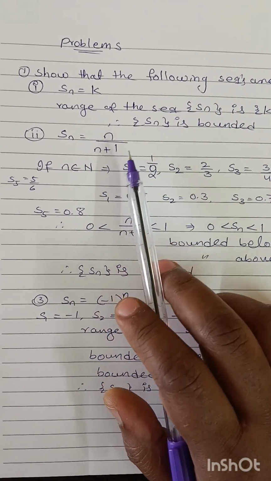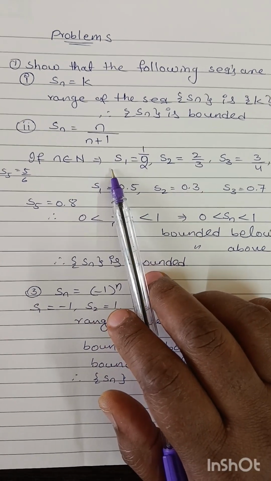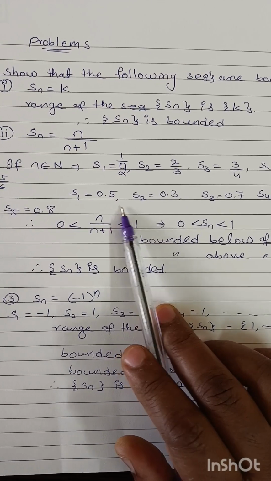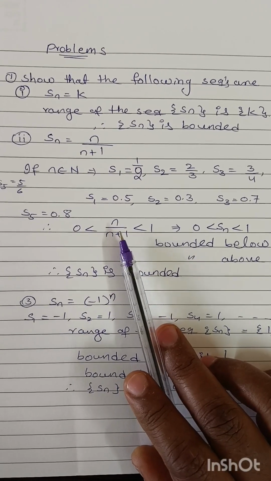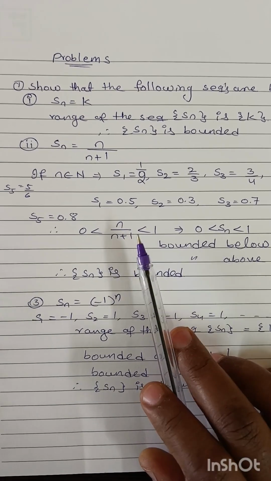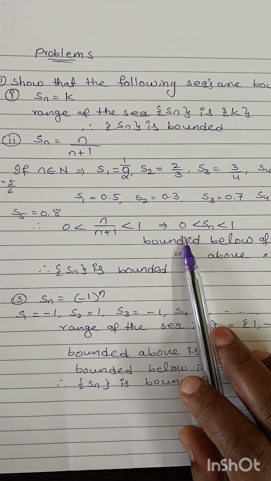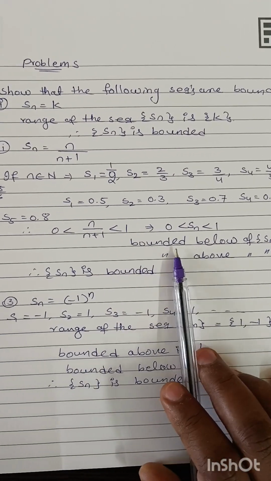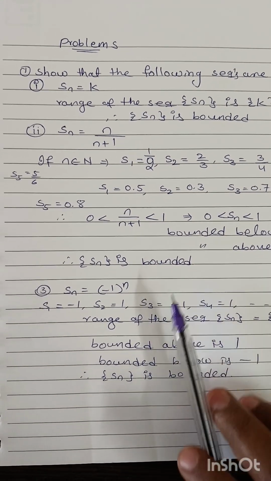Next, Sn equal to n by n plus 1. If n belongs to capital N, substitute natural numbers. So S1 is 1 by 2, S2 is 2 by 3, S3 is 3 by 4 and so on. So the values are 0.5, 0.67, 0.75, 0.8 and so on. So the values lie between 0 and 1. So the value is 0 less than Sn less than 1. So bounded below is 0 and bounded above is 1. Then there exist a lower bound and an upper bound of the given sequence. Then Sn is bounded.